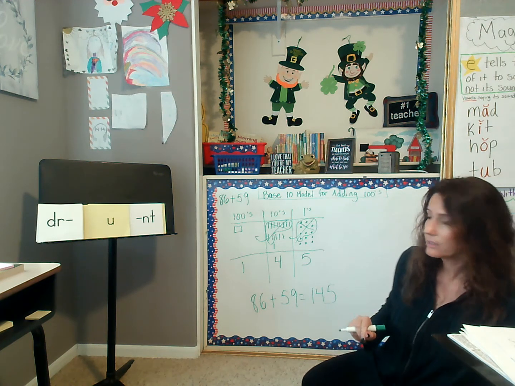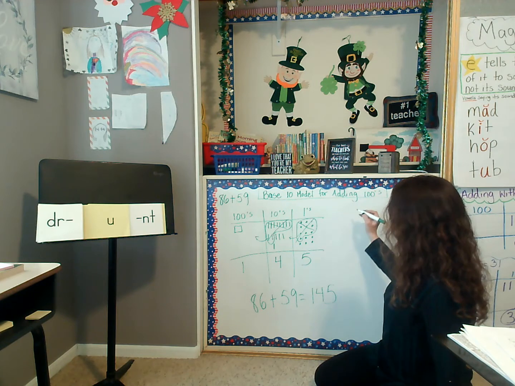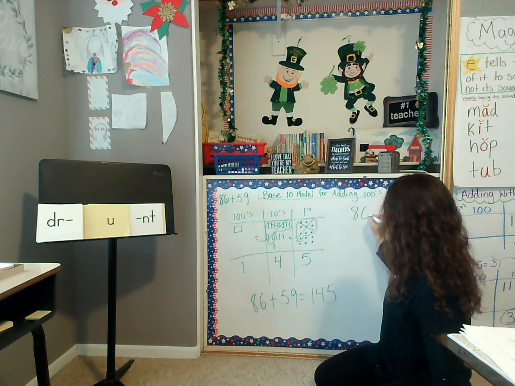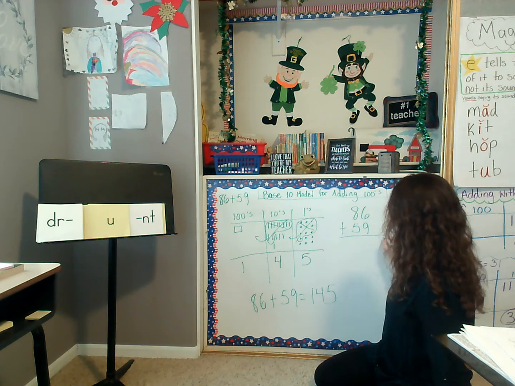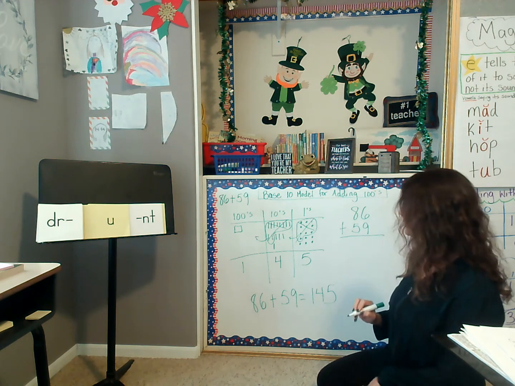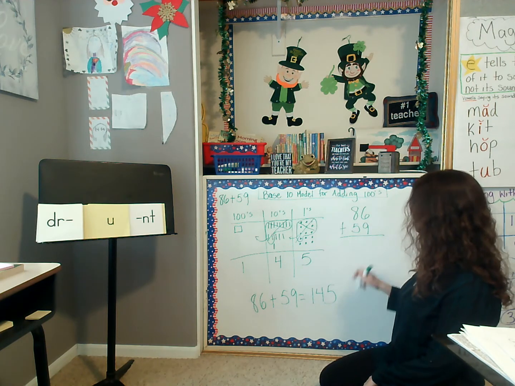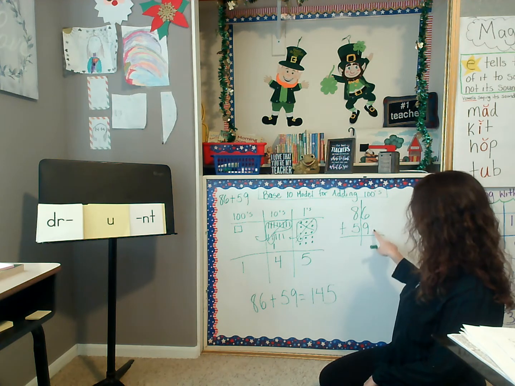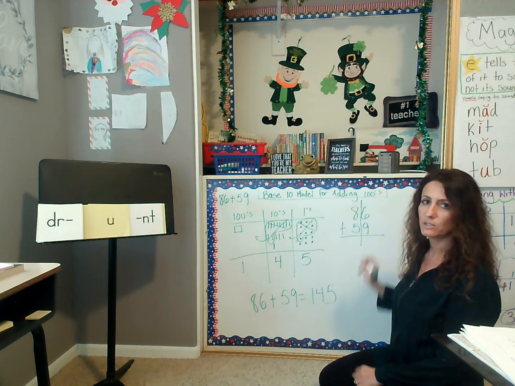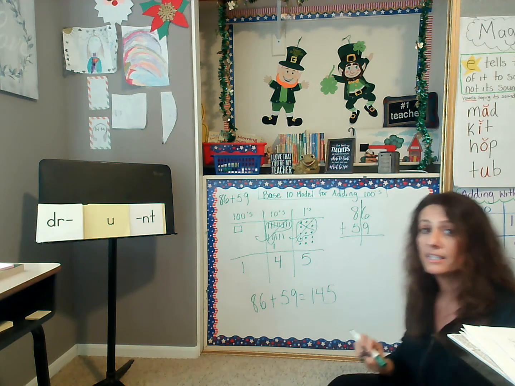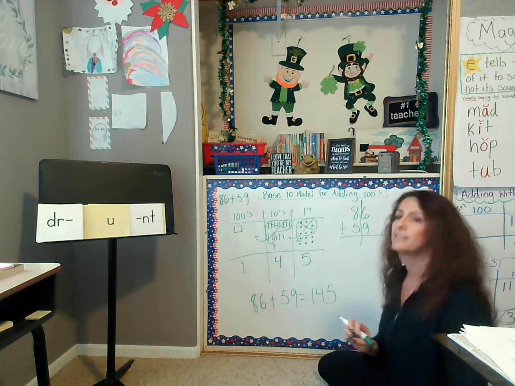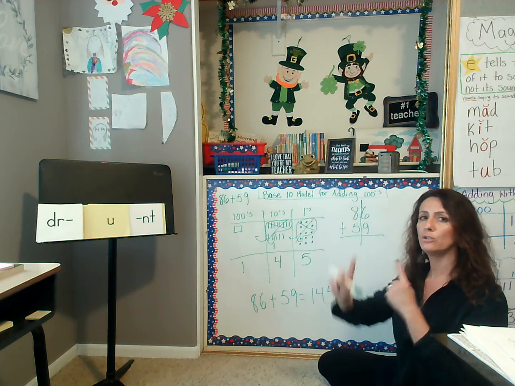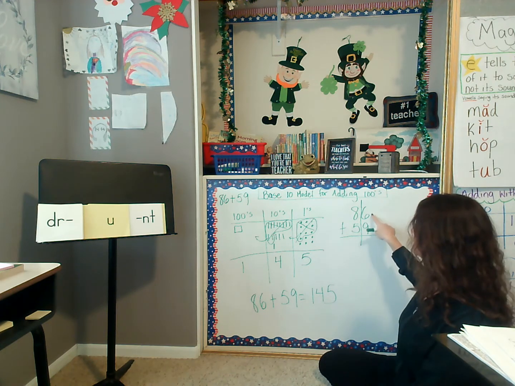Okay, what does that look like with stacking? 86 plus 59. Okay, so 86 plus 59. If we started with our ones place like we did here, we have 6 ones plus 9 ones. 6 ones plus 9 ones is 15 ones. Good. So this is why I have you practicing your math facts too, so you can know those facts quickly. 6 plus 9 ones is 15 ones.